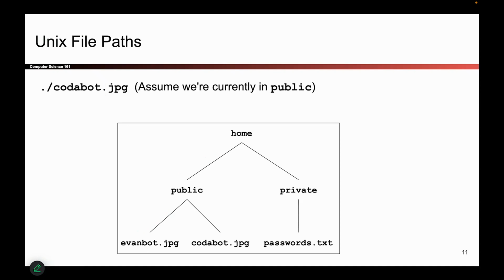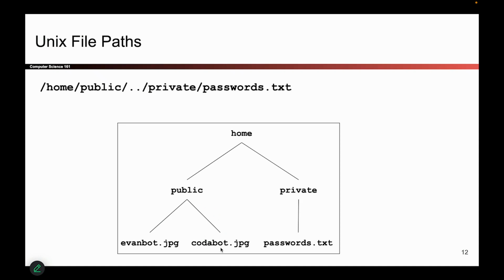Now, another example might be something like this. What about ./? Well, the dot means stay in your current folder. So assuming that we're currently in public, the dot says stay here. If we were in a different folder, the dot would refer to something else. Then /codabot.jpg means we are looking for this file. So this file path corresponds to that file.